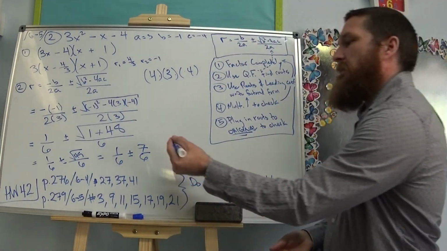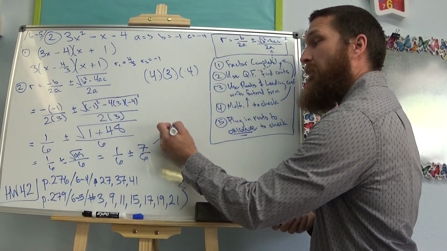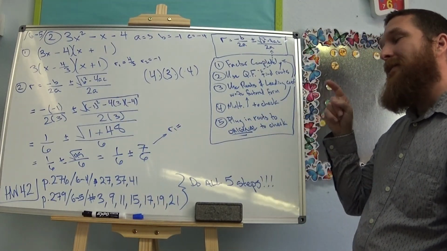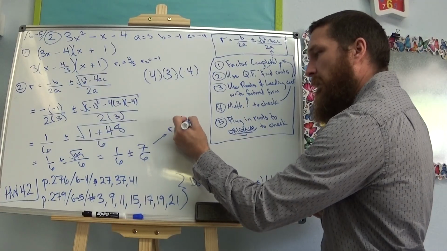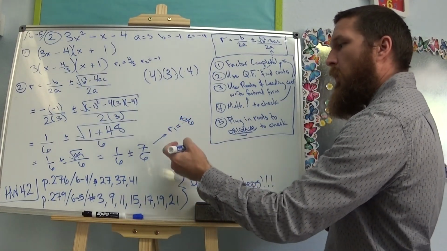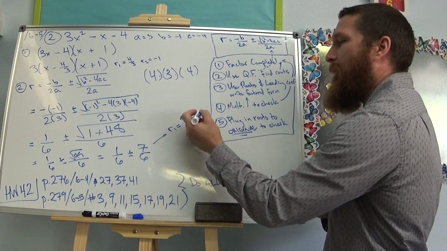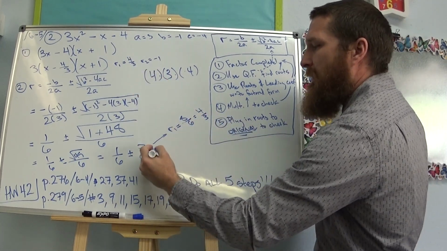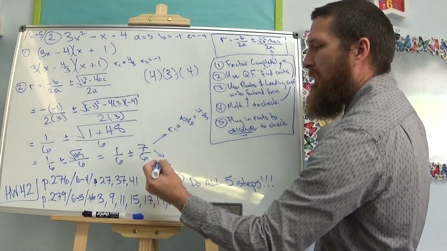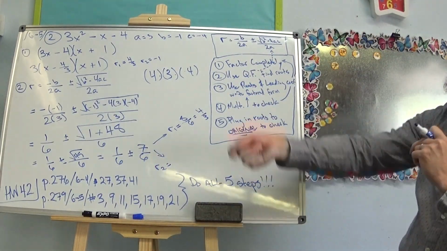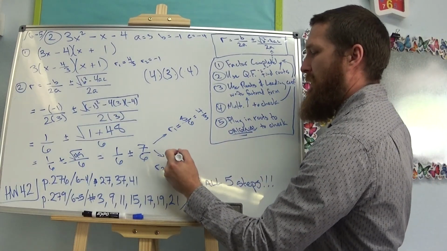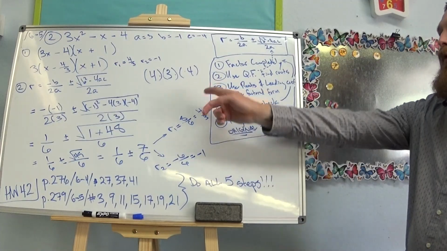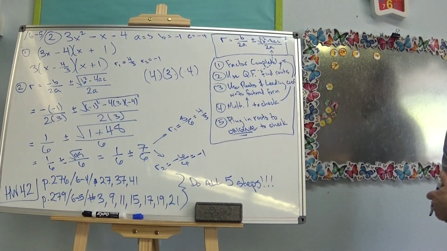1 sixth plus or minus 7 sixths, so now I'm getting 2 answers, right? One of my roots is what I get when I add them. 1 plus 7 is 8 sixths, which is what? 4 thirds. That's nice. That's what we should get. Okay, good. And then the other one is what I get when I subtract them. 1 minus 7 is negative 6, so negative 6 sixths, which is negative 1, which is what we expect, right? Yep.